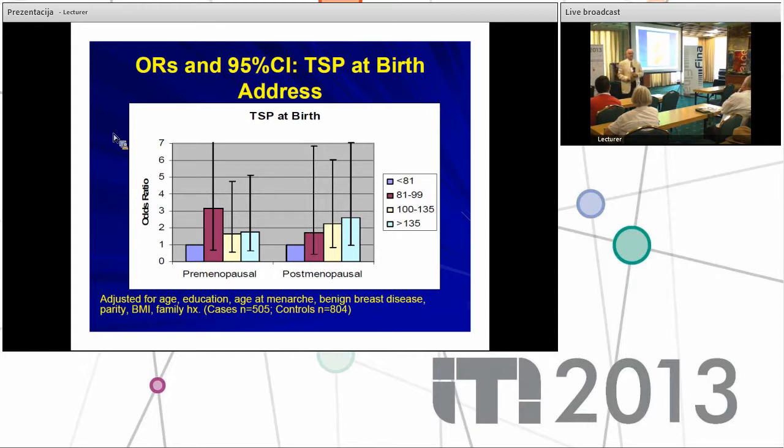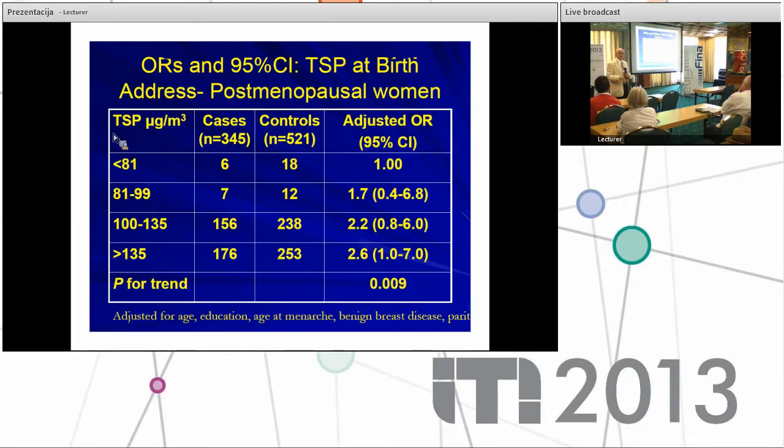Right? And here's what we found: for postmenopausal breast cancer, we found a significant dose-response relationship between the air pollution exposure at the time of birth and your risk for breast cancer. It wasn't as strong for premenopausal. And it's adjusted. One of the nice things about a case control study is you can adjust for all the known risk factors for breast cancer: age at menarche, benign breast disease, parity, body mass index, family history. Okay? Everybody follow me so far? So we were able to use the geographic residences, and this one happened to be just looking at birth.